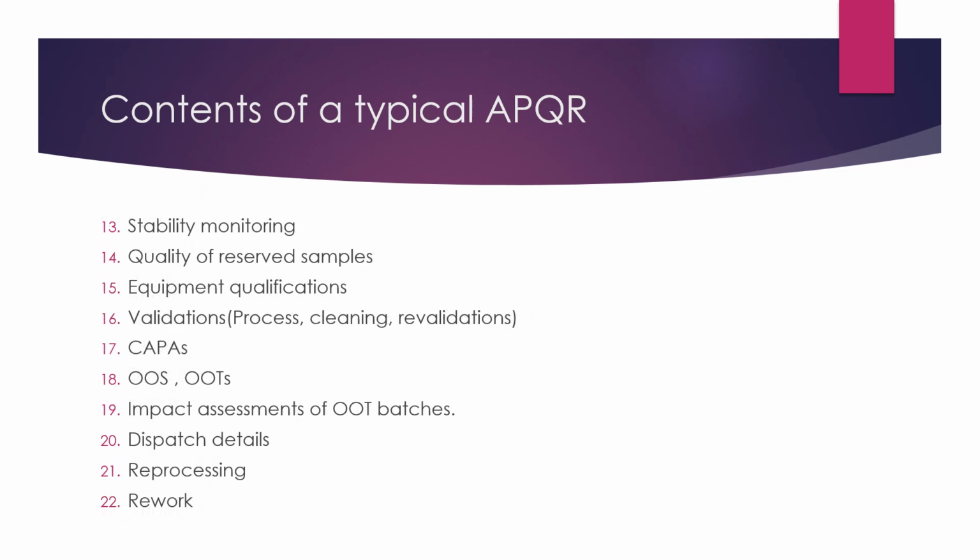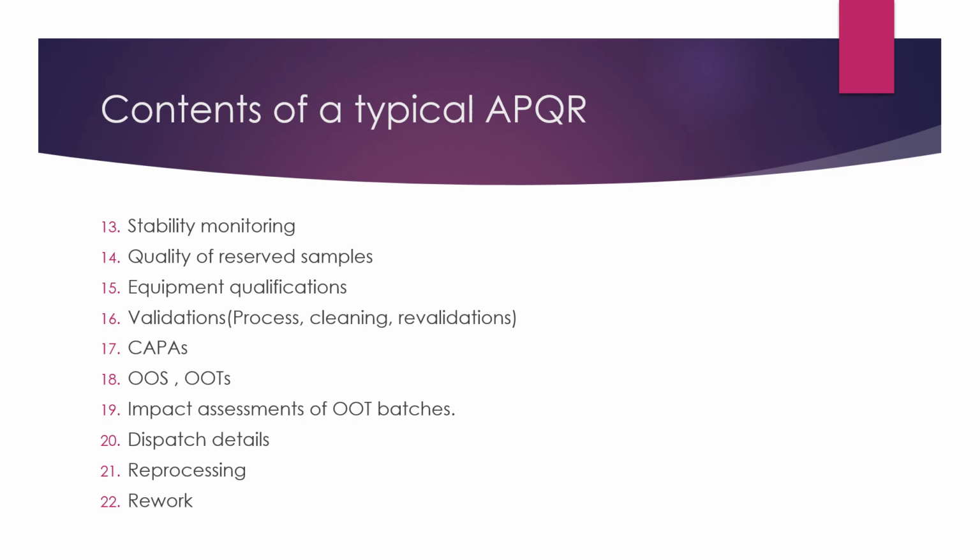Next is stability monitoring. As we have seen previously, we have to include the stability monitoring programs too. Either add-on batch or the stability that have been monitored during the period of the preparation of this APQR. Then the quality of the reserve sample. Whatever reserve samples have been verified during the period have to be included.